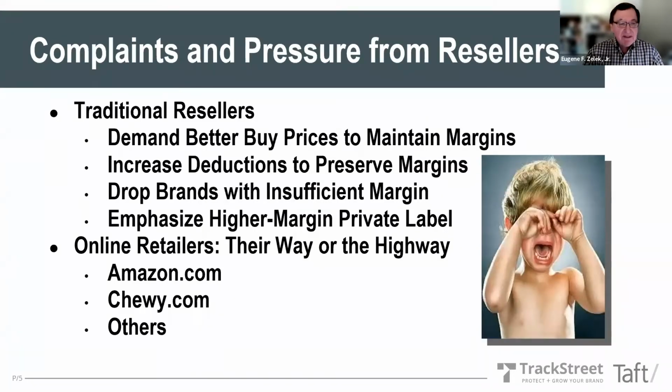What often happens, at least in the stereotypical pattern, is traditional resellers, the historic brick and mortar resellers, competing now with online sellers, go back to the manufacturers and demand better buy prices. They say, look, my margin has deteriorated, so you've got to lower my acquisition price. Or another alternative is they want more trade spending to subsidize their margin and maintain it. We've also seen cases where the resellers increase deductions to preserve margins, ultimately threatening to drop brands that don't provide them the margins they need and/or emphasize higher margin private label products.